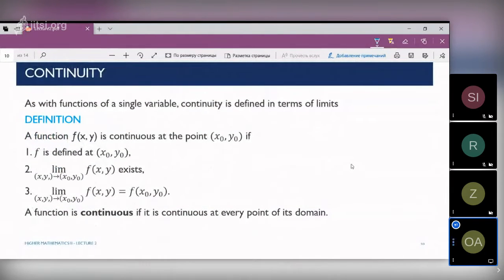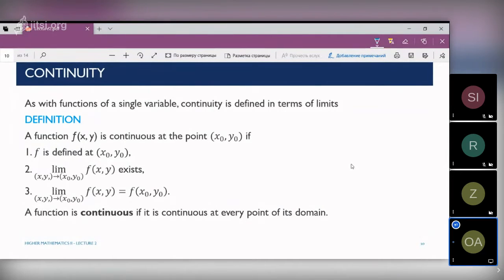Now, let's speak some words about continuity. We're almost done with limits of several variables. We understand the concept and how to calculate some limits. Now about continuity. As with functions of a single variable, continuity had three rules, three steps to check the continuity.